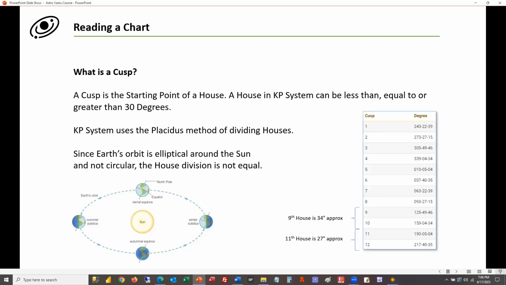Now, on day one, when we were discussing the introduction of KP, we said Krishnamurti ji took certain concepts from Vedic, certain concepts from Western astrology, and he came up with KP. So this part, which is called the Placidus method of dividing houses, actually comes from Western astrology. That's why houses are not equal, unlike in Vedic astrology.